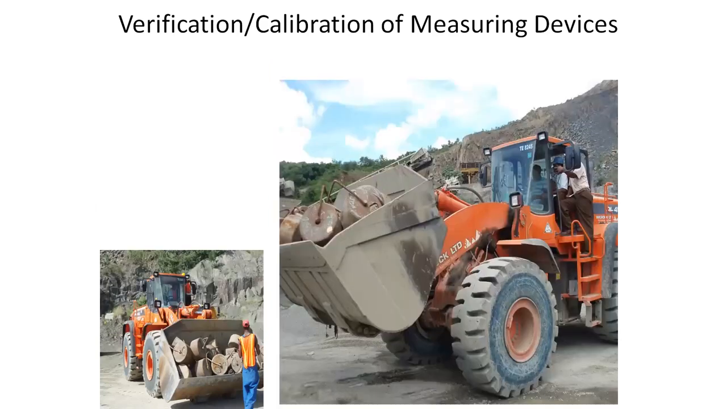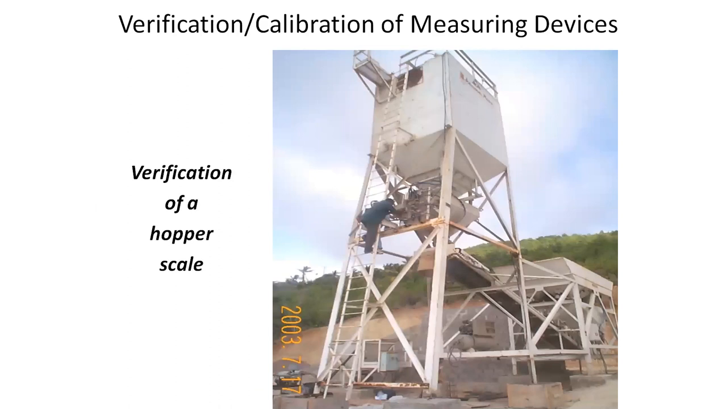Also, in construction, some construction sites have wheel loaders where there's an onboard weighing system, so as the backhoe, the wheel loader, picks up the material, we would know the amount of material that's present, and of course we would have to make sure that that weighing system is correct and functioning properly. Also, we do the hopper scales where the mixing takes place.